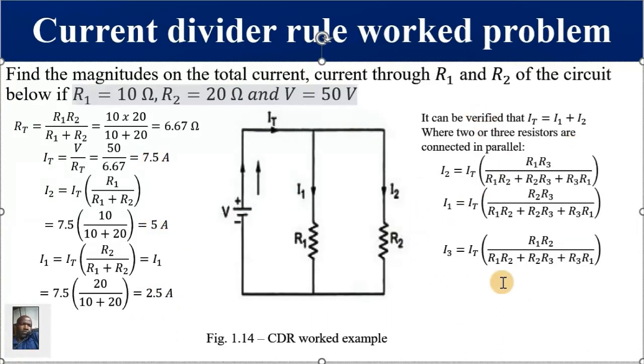And please take note that for three resistors connected in parallel, which is the level you are going to start up to, to find I1, you simply say total resistance multiplied by the other two combination of resistors, R2 and R3. Take note there is no R1 there. Then you divide by this combination of products. To find I2, take note that there is no R2 there, and you divide by the same sum. To find I3, take note that there is no R3 there, but this sum is the same. This is how you proceed, guys, and I hope you are finding it more and more interesting as we approach.